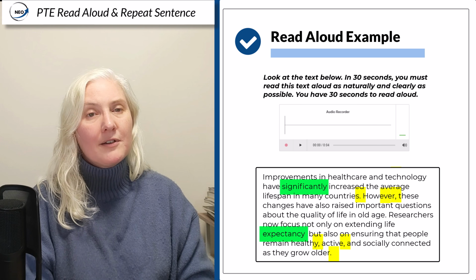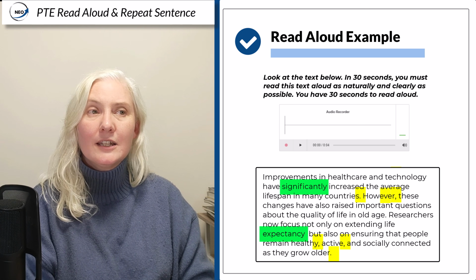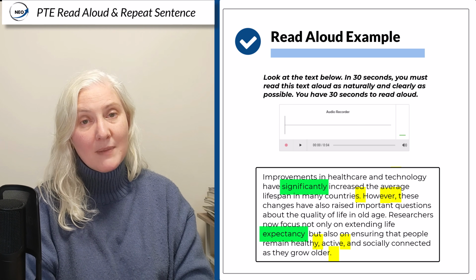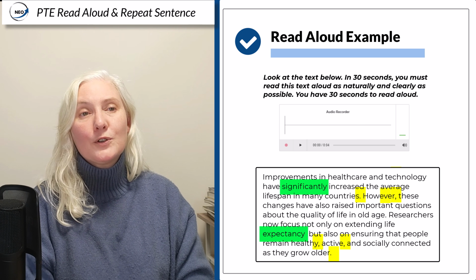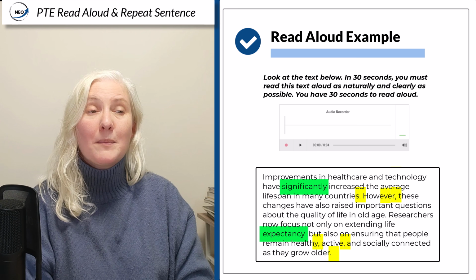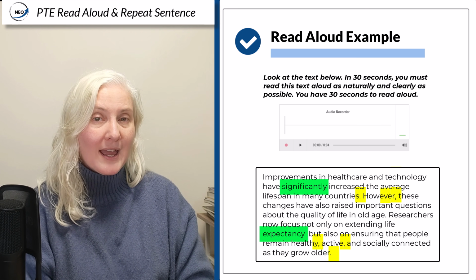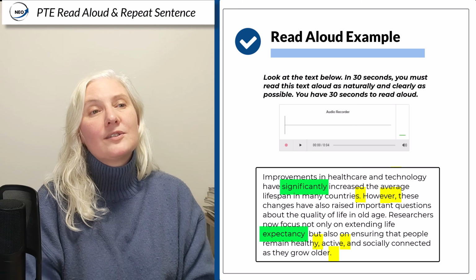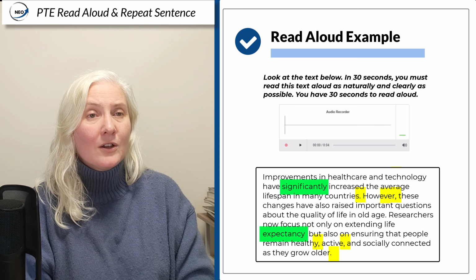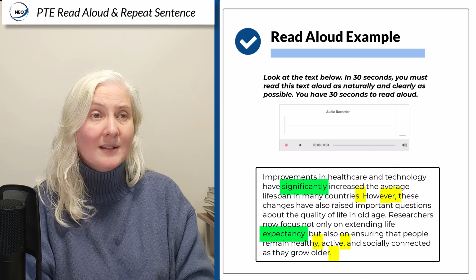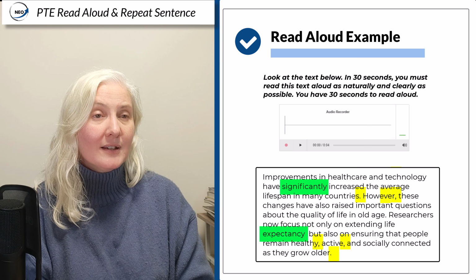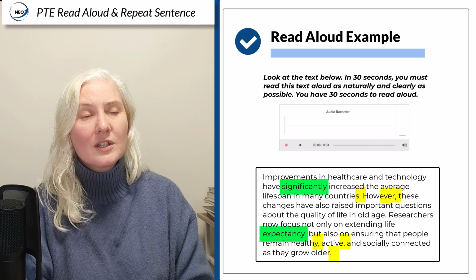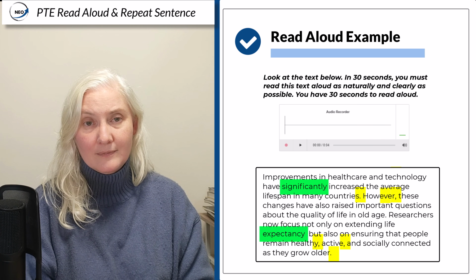Improvements in healthcare and technology have significantly increased the average lifespan in many countries. However, these changes have also raised important questions about the quality of life in old age. Researchers now focus not only on extending life expectancy, but also on ensuring that people remain healthy, active, and socially connected as they grow older.